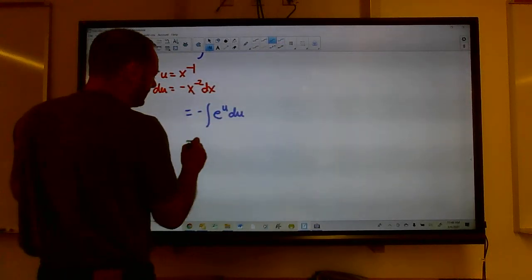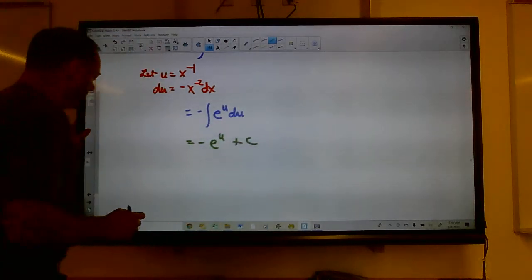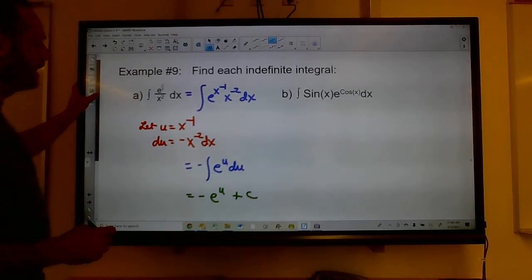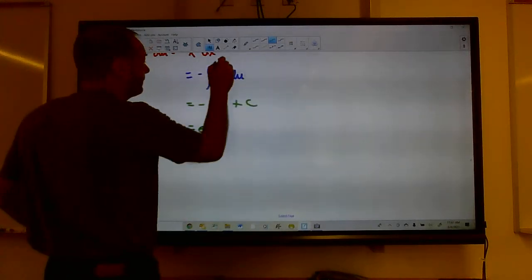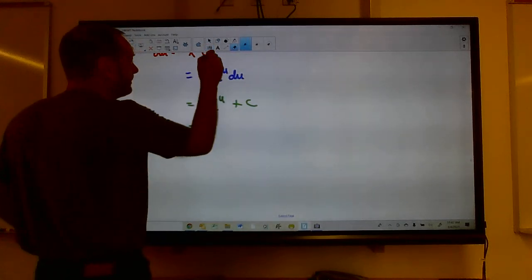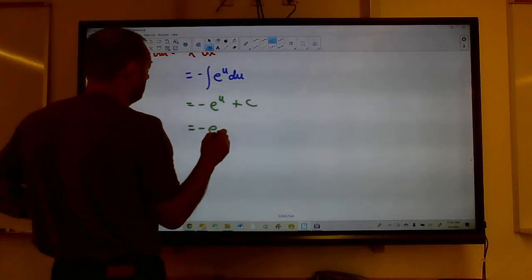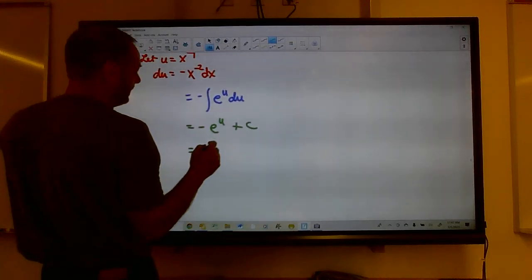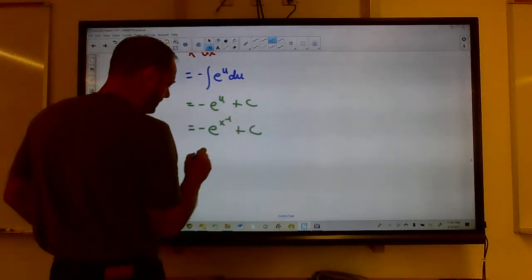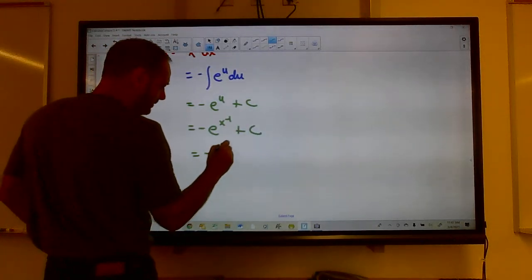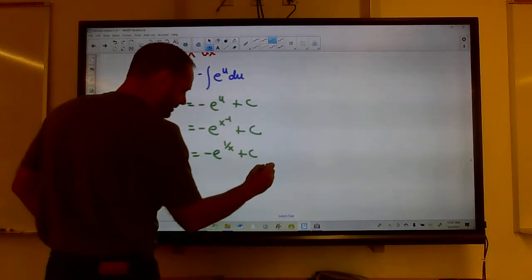Which is going to be negative e to the u. And I'll go ahead and plug the x to the negative 1 back in there. Oops, forgot my negative sign. Sorry, x to the negative 1 plus c, or negative e to the 1 over x plus c.